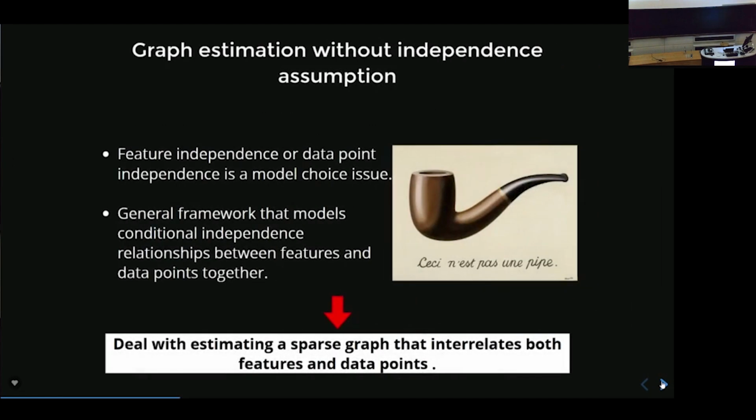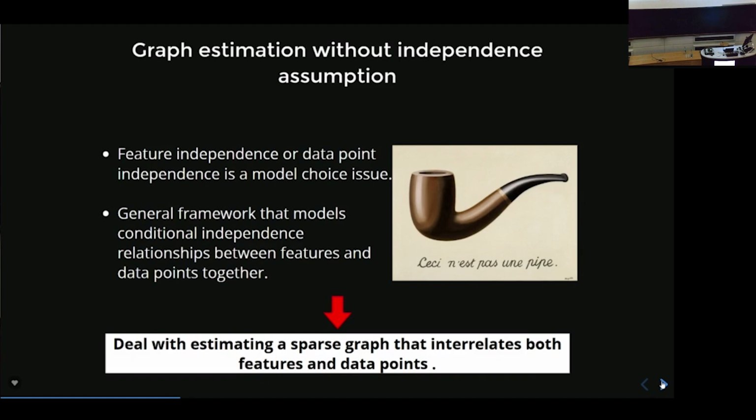So we want to have this graph estimation without the independence assumption. But again, looking at features and data points, we could assume the independence of features or data points, and this is a model choice, okay? But we would like to avoid that, so we are looking into a general framework that models the conditional independence relationship between features and data points together.